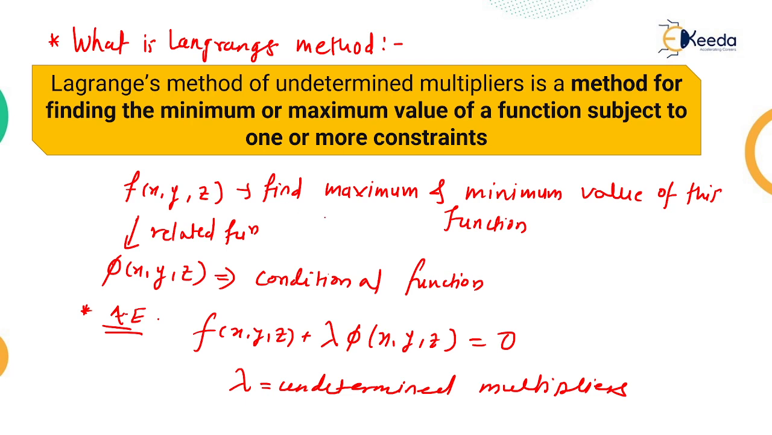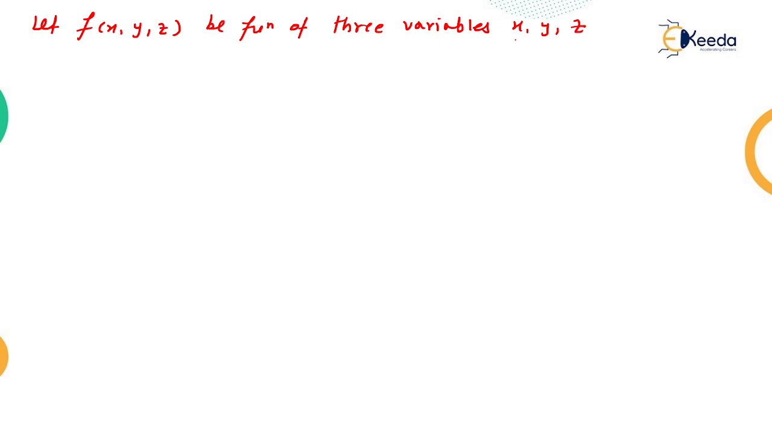Now we are going to discuss the actual method to find Lagrangian multipliers. So let's see. Let f of x y z be a function of three variables, x, y, z, connected by a relation phi of x, y, z equal to 0. For reference, we call this equation number 1.